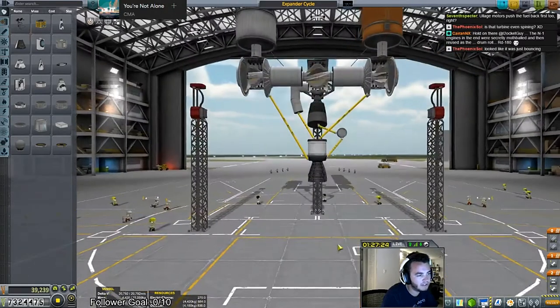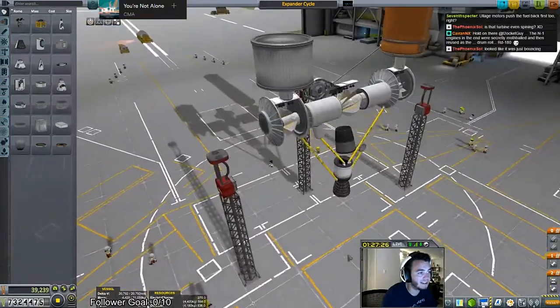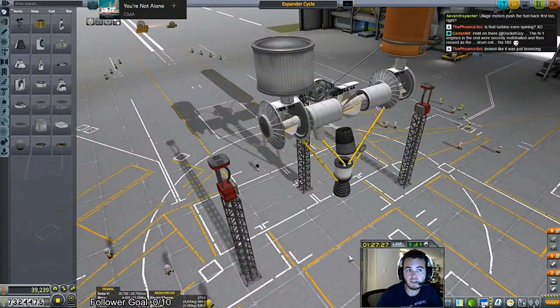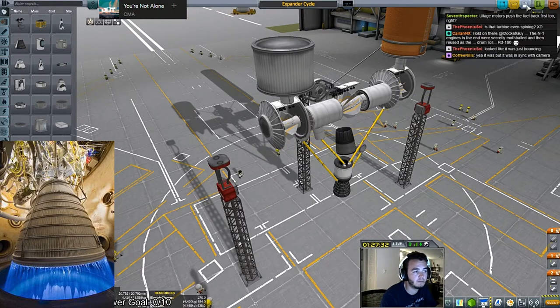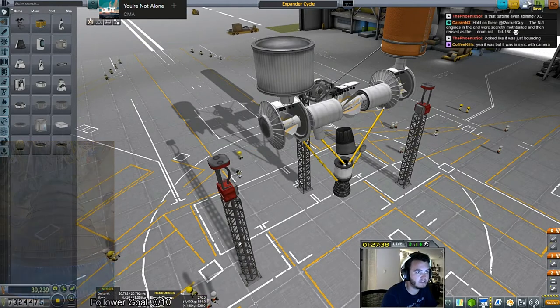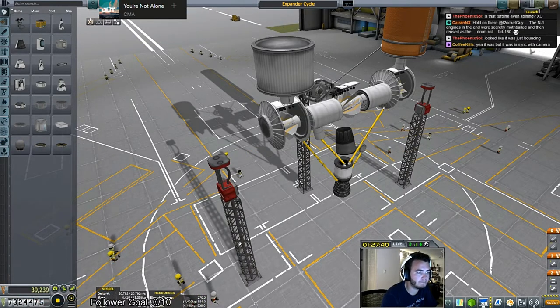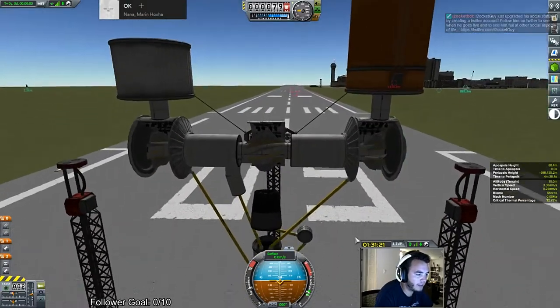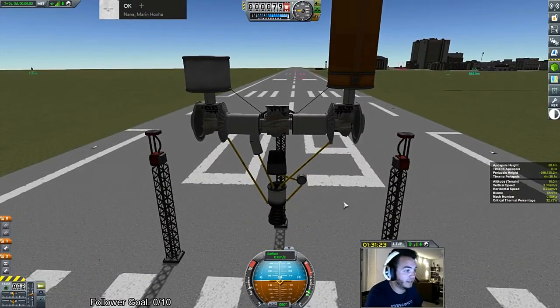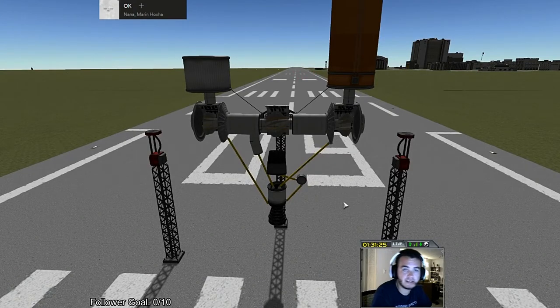The expander cycle is most commonly known for being used for the RL-10 on the Centaur upper stage, right? The Centaur, which is used on the Atlas V vehicles. It uses an expander cycle. So we'll go here in a minute and walk you through everything. What goes on with an expander cycle, and how is it different from a gas generator or a staged combustion engine?